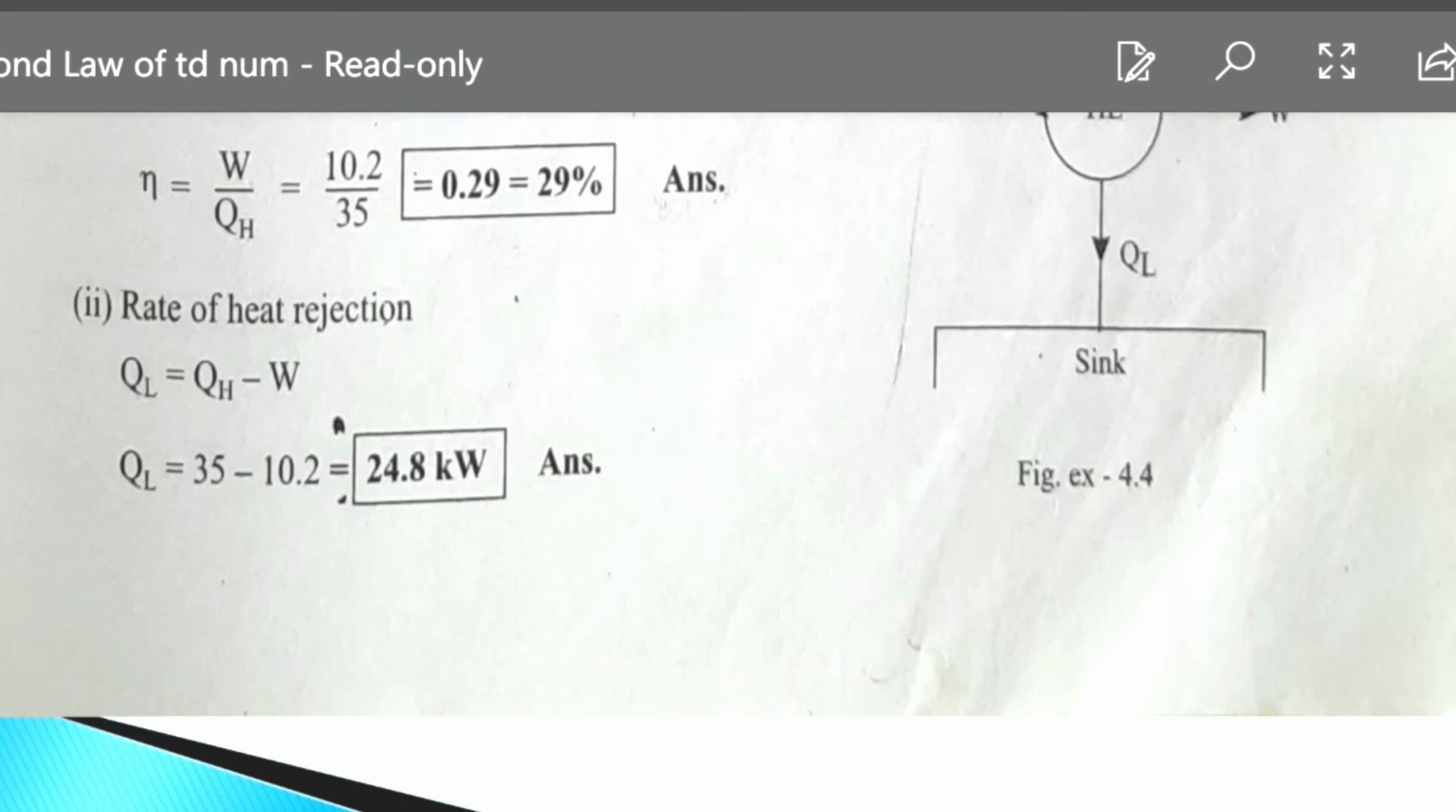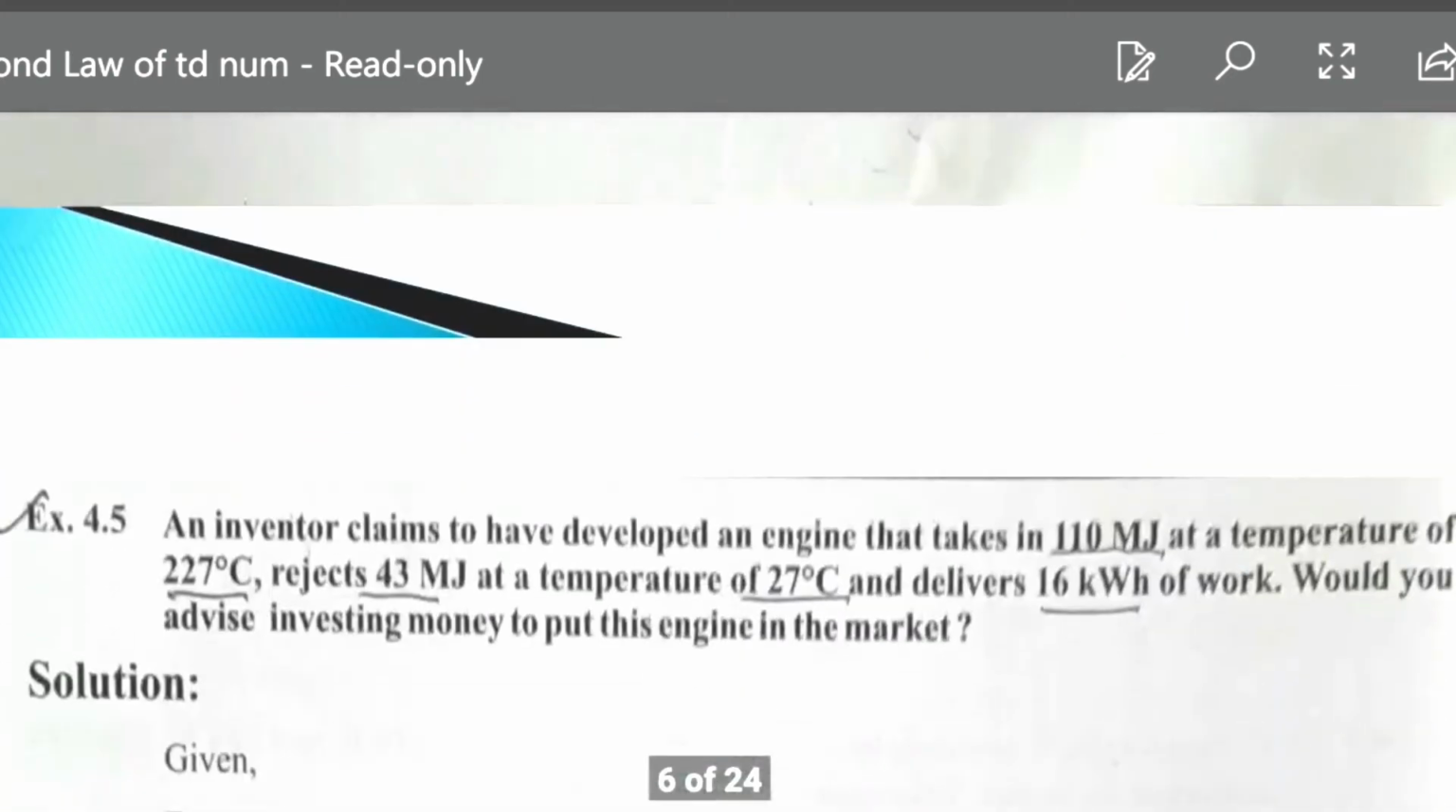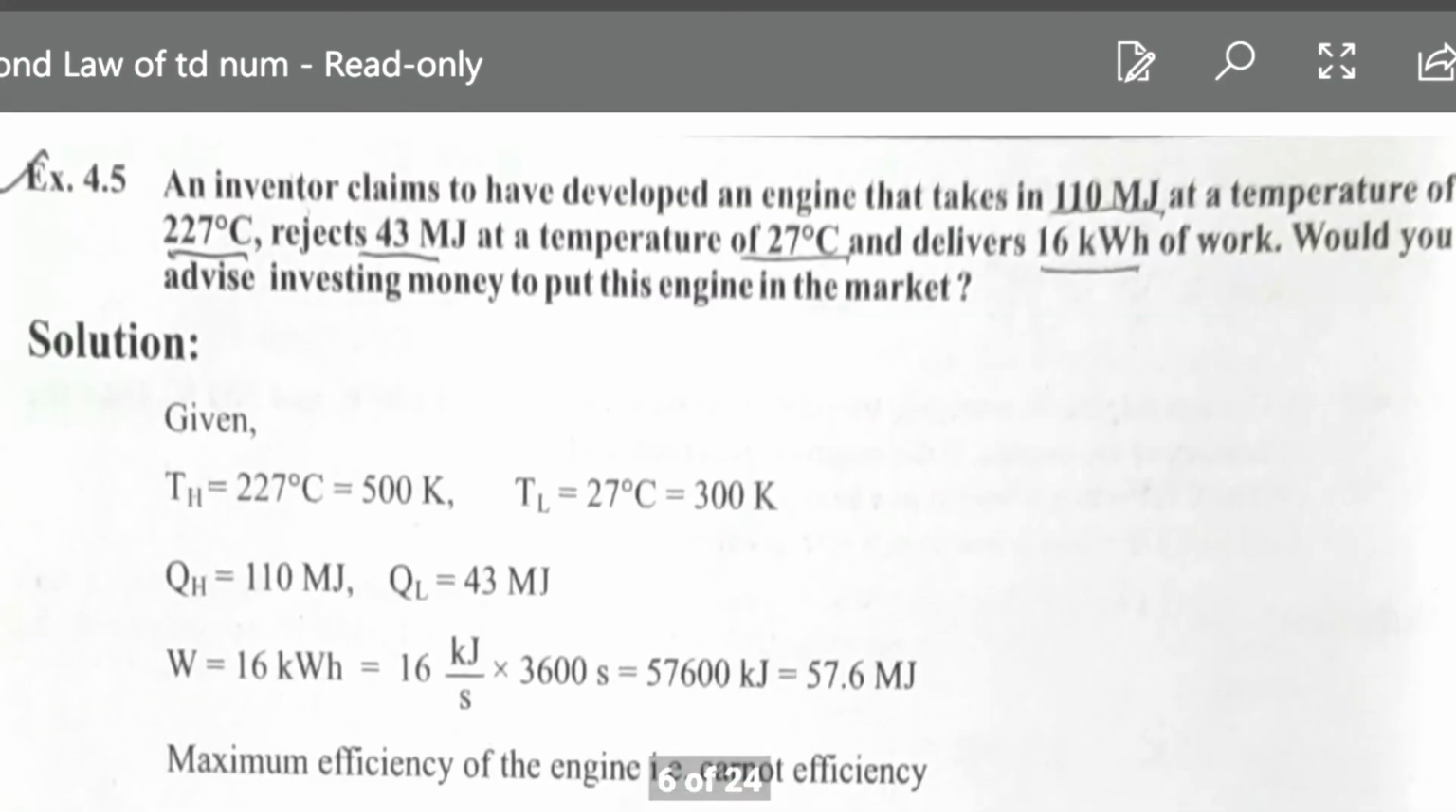Okay, now next problem is an inventor claims to have developed an engine that takes in 110 megajoule at a temperature of 227 degrees centigrade, rejects 43 megajoule at a temperature of 27 degrees centigrade, and delivers 16 kilowatt hour of work. Would you advise investing money to put this engine in the market?